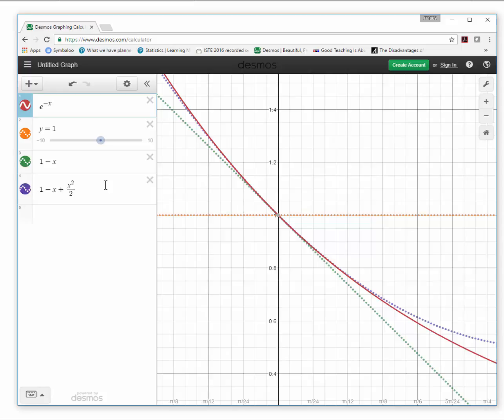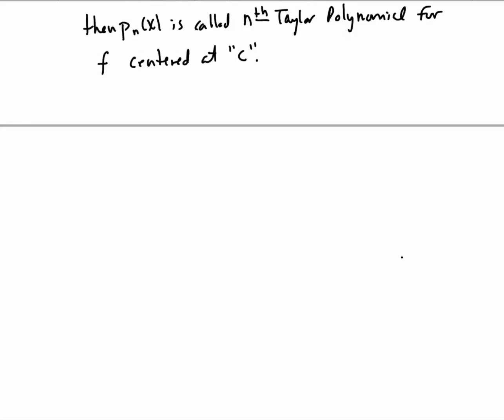Now the process here, we'll look at graphs again a little bit later, but the process here is very algorithmic, meaning it's very repetitive. I do the same thing over and over again. So what I'm going to do is let's do e to the negative x, just like the one that we were looking at. So we want to find the linear approximation.